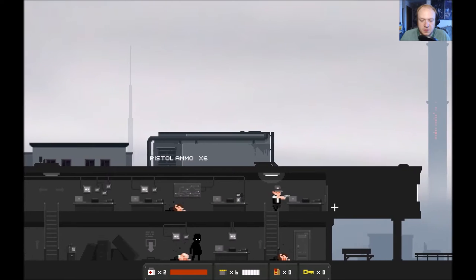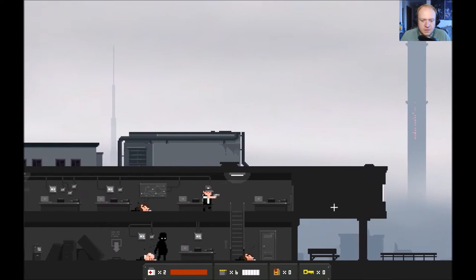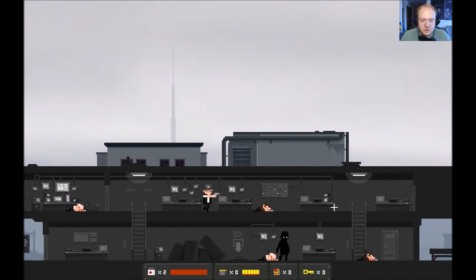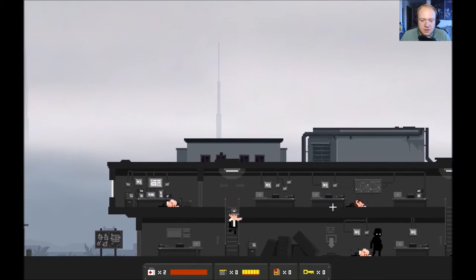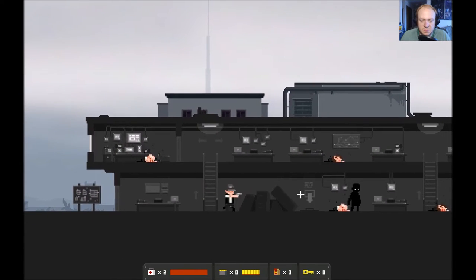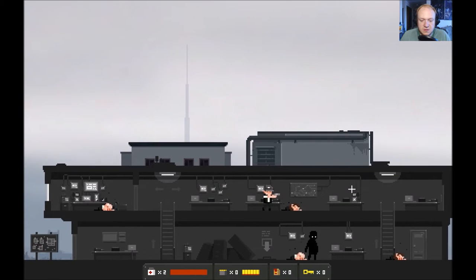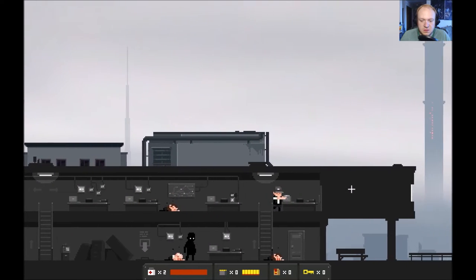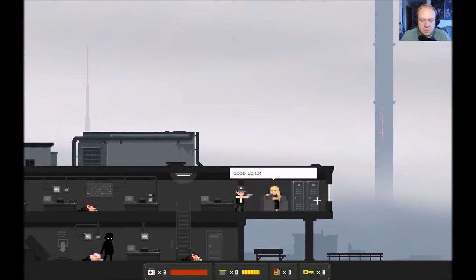Found some pistol ammo. We never did find out if reloading goes for your whole clip. Oh, man. So we don't want to reload unless we have to. Or did we just need to reload there? Was it empty? Good lord.